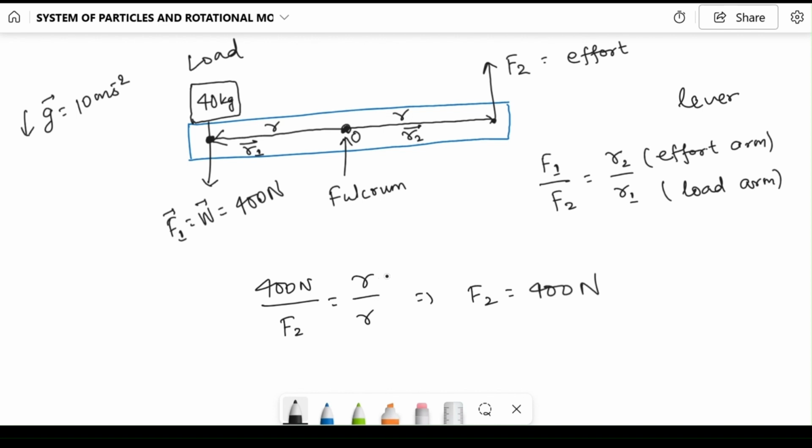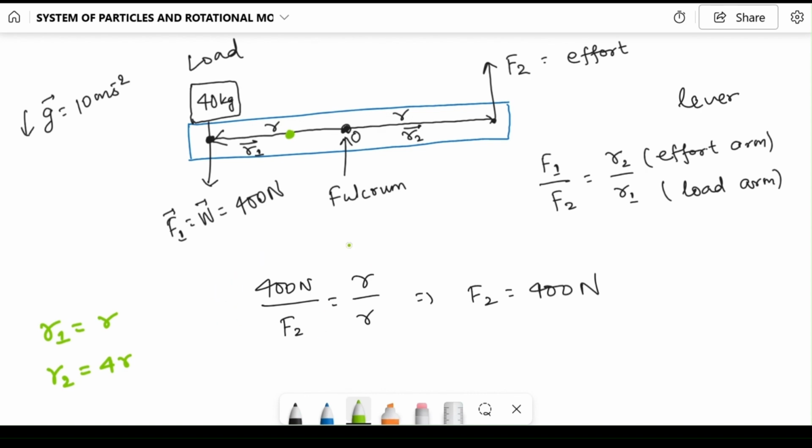Now, how can we harness mechanical advantage in this case? How can we apply less effort to hold or balance more mass or more weight here? So let's shift the fulcrum, the reference, to a new position. Now the length of the load arm is R. That is, we have reduced the length of R1 to R, and the length of R2, the effort arm, we have increased so that it is 4R.